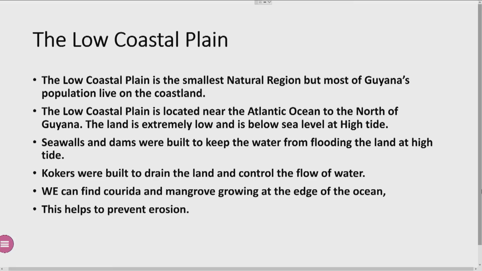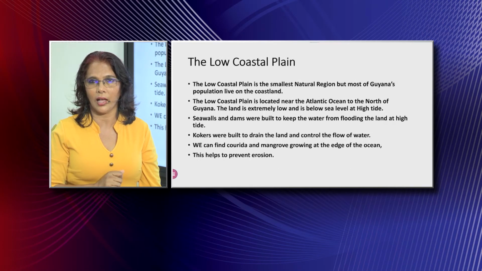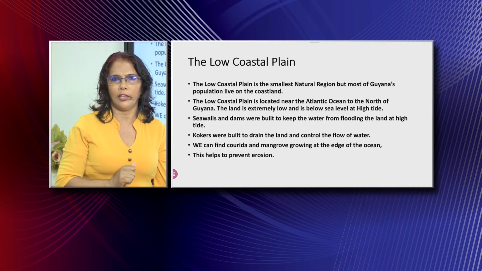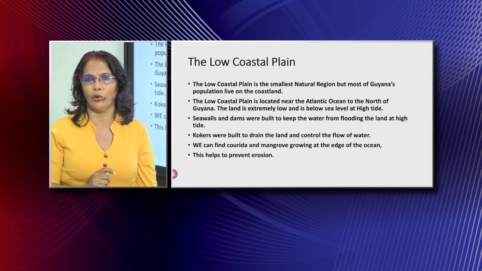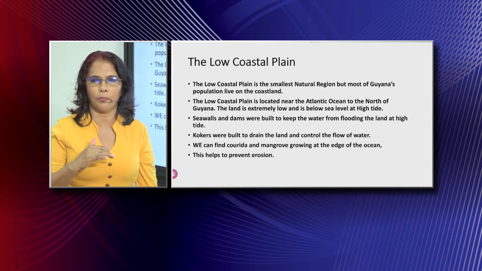The low coastal plain is located near the Atlantic Ocean, to the north of Guyana. The land is extremely low and is below sea level at high tide. Now, many of you who live near the seawalls will know that when the water is high, it comes straight up to the seawall. Sometimes it runs over.